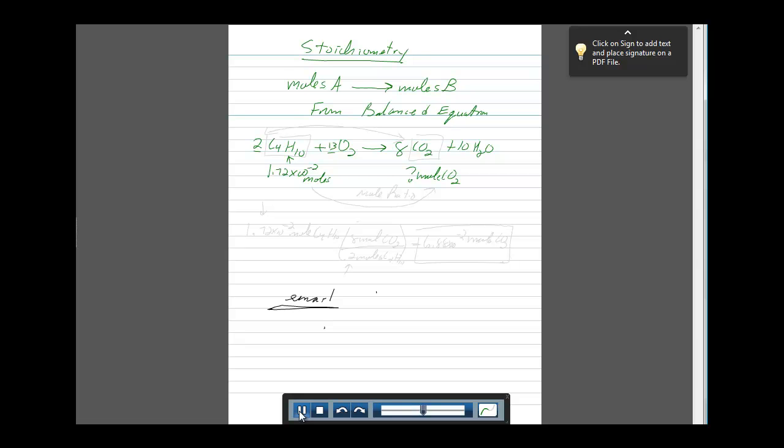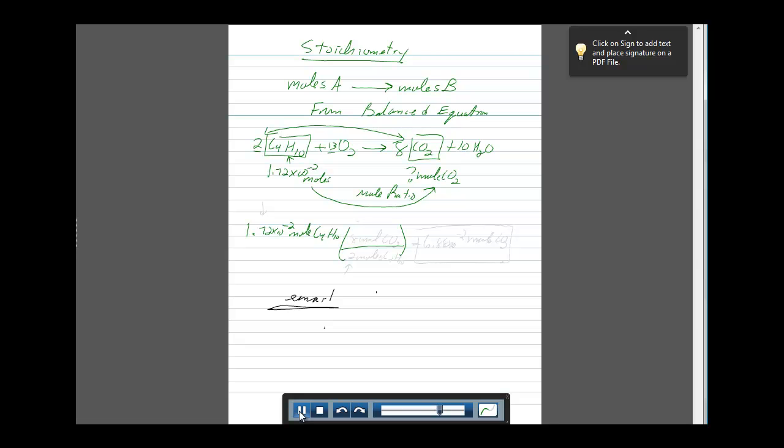to produce? So in this case, you're going to start off with the information that you know, 1.72 times 10 to the negative second moles of C4H10. And in order for us to convert from one unit to the other, we need to use a mole ratio. And that mole ratio we're going to get from the balanced chemical equation. The balanced chemical equation shows us that the ratio of C4H10 to CO2 is going to be a ratio of 2 to 8.